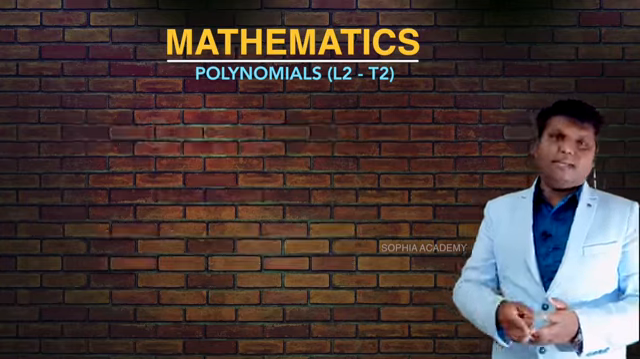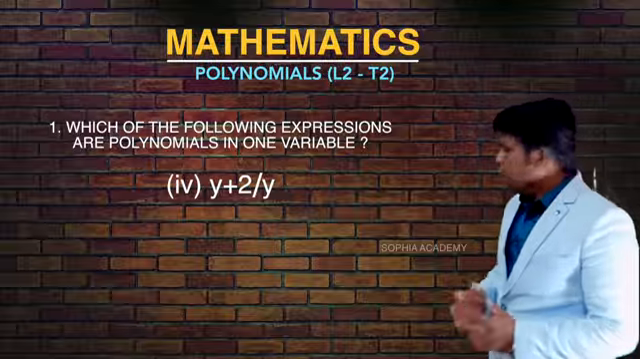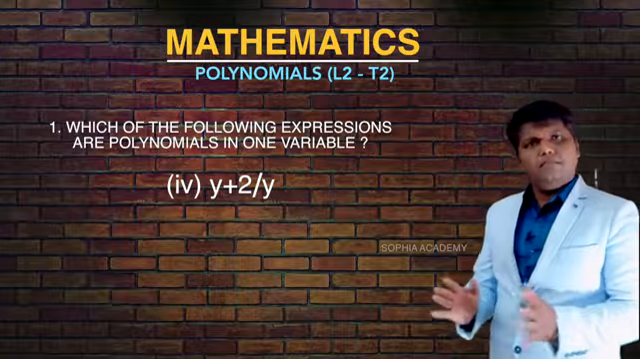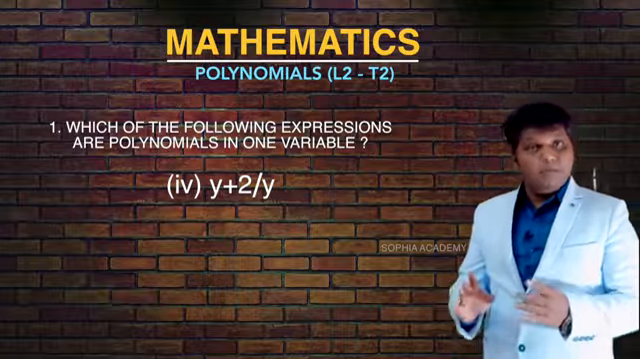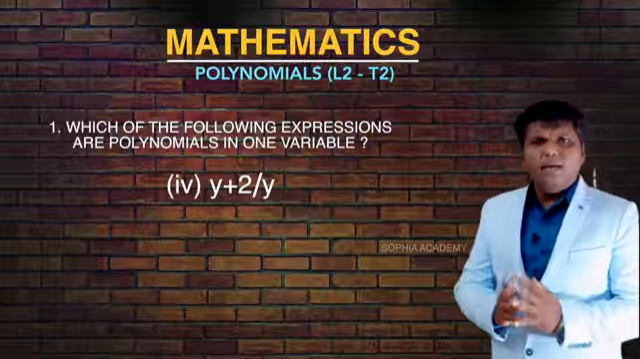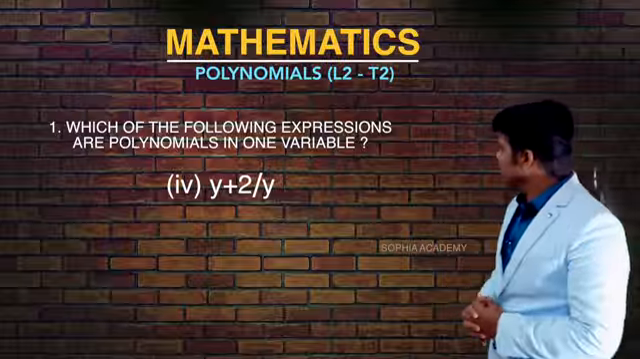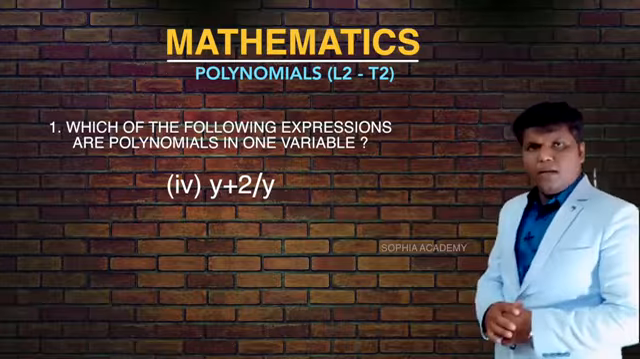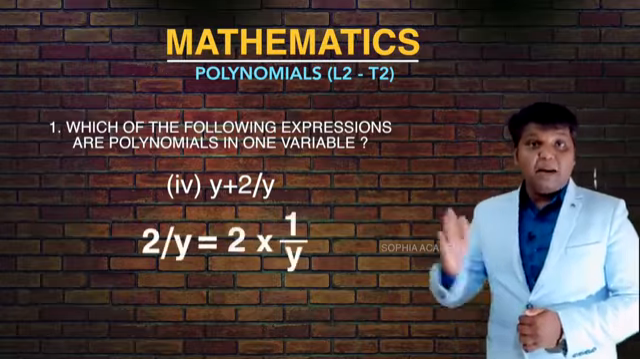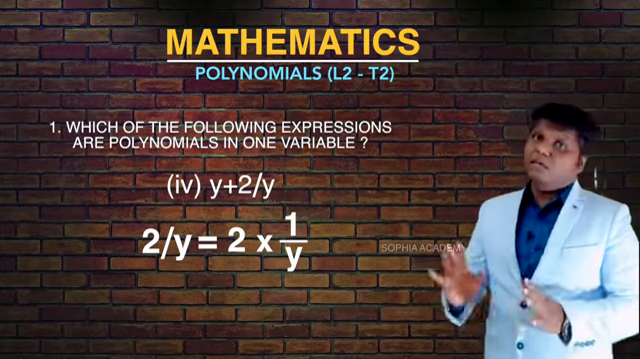Okay, let us check out the next question. Question number 4: y plus 2 by y. Y is the first term, 2 by y is the second term. Check out the first term: y, it's a single variable. In the second term also, 2 by y is only of the single variable y. Now let us check whether this is a polynomial. The first term is nothing to worry about because it's just y. What about the second term? 2 by y means 2 multiplied by 1 by y.